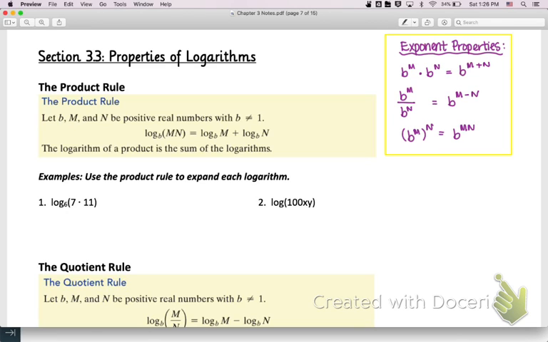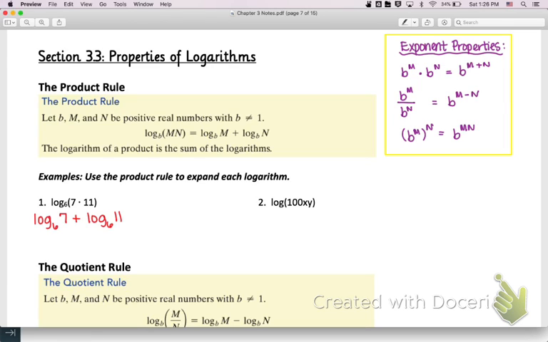The rules for logs are really exactly the same. So let's look first at the product rule. If you have the log base b of m times n, we can expand it to two separate logs using addition. So multiplication changes to addition. And so the way that we would do this, for example, here on number 1, this would become the log base 6 of 7 plus the log base 6 of 11. So they each get their own log, and now we're using addition. Notice the base stays exactly the same. It has to stay log base 6 the whole time, okay?